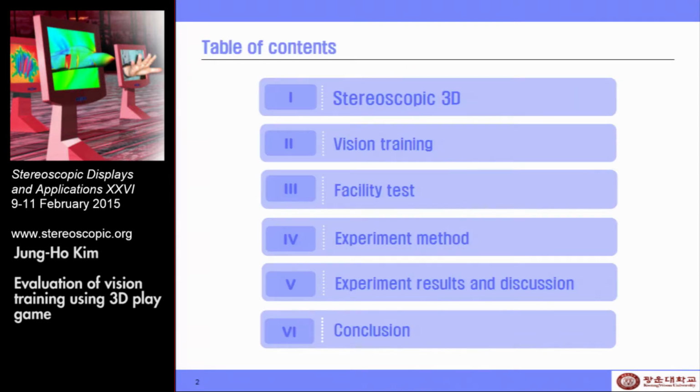Okay. There are 6 main parts in my presentation: stereoscopic 3D, vision training, partiality test, experiment methods, research and discussion, and conclusion.